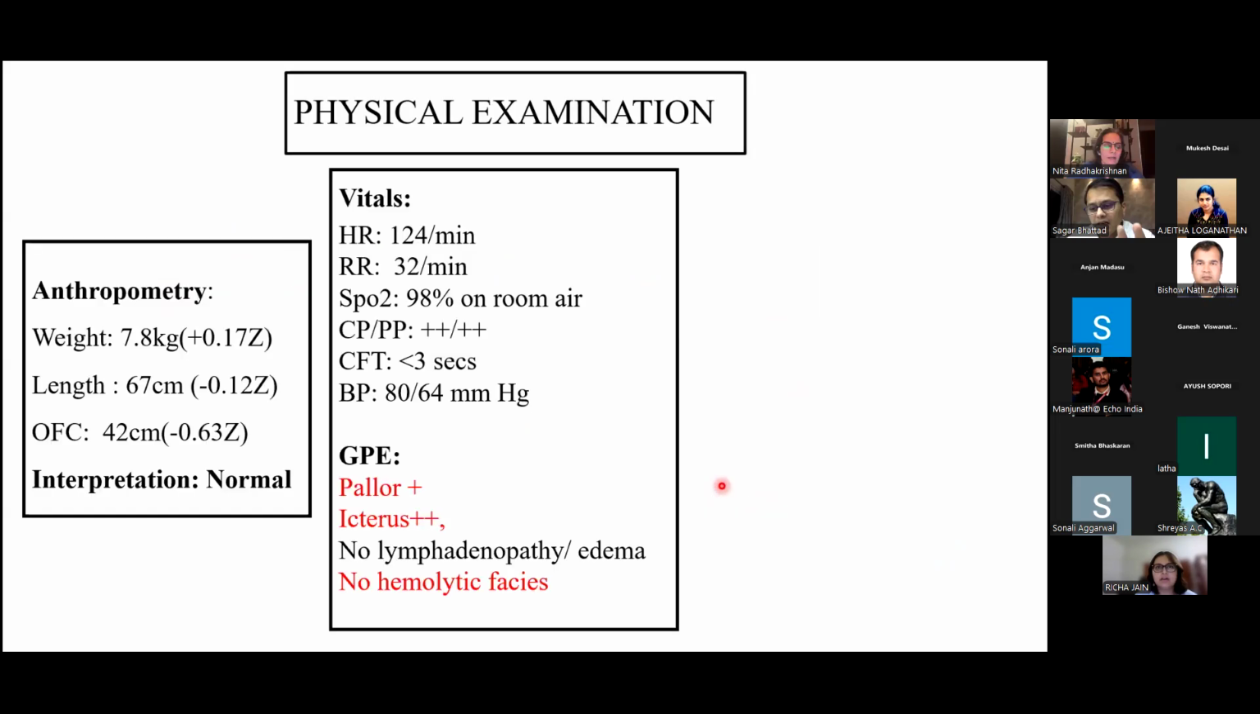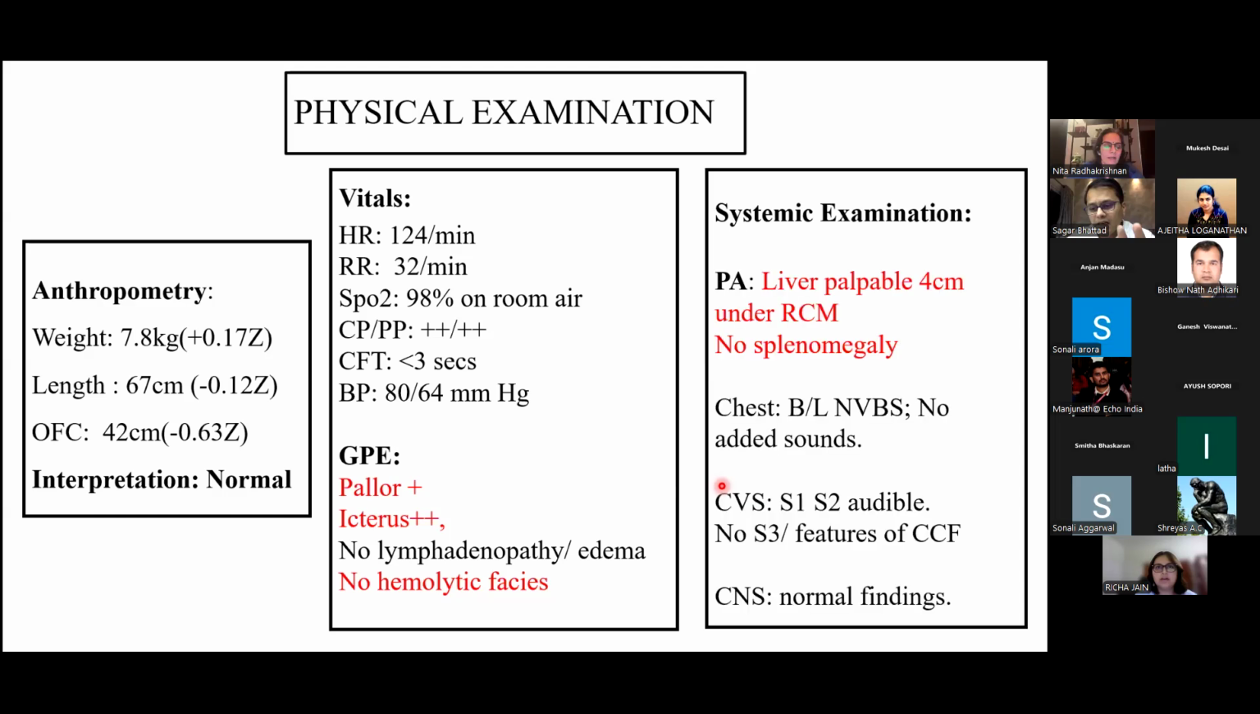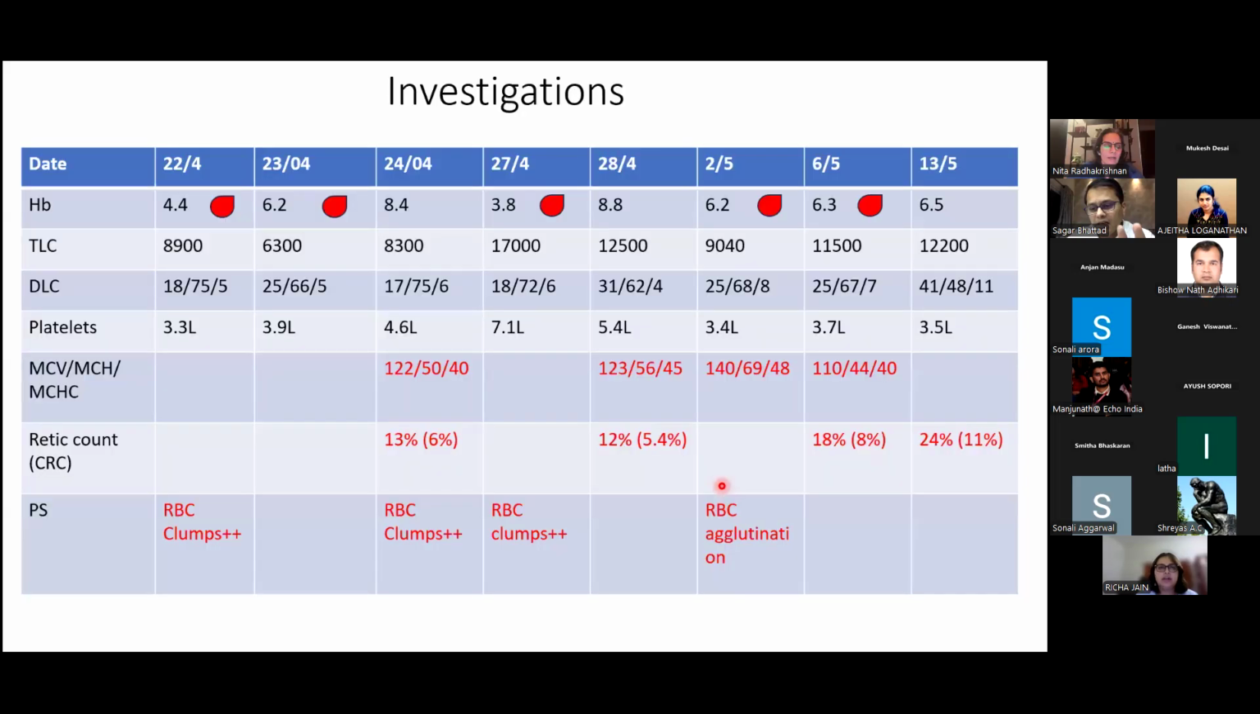In the physical examination, her anthropometry was normal and her vitals were normal. At the time of presentation, she did have pallor and icterus. No hemolytic facies were present, and she had hepatomegaly 4 centimeters below the costal margin, but no splenomegaly. During our ward stay also, she continued to have repeated drops in hemoglobin over the next 2 weeks. Her TLC remained okay, with some fluctuations, but the absolute neutrophil counts were within normal limits. Her platelets were normal.